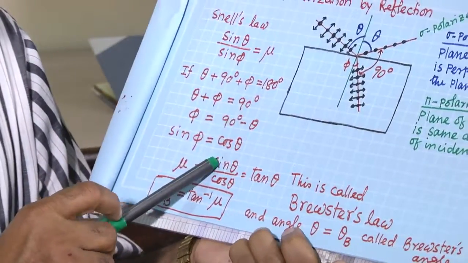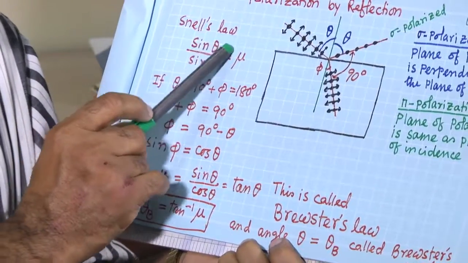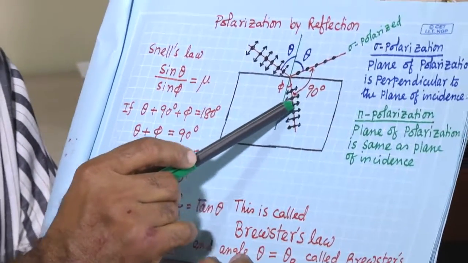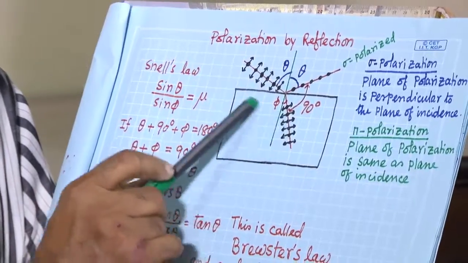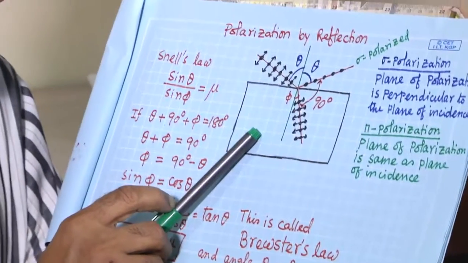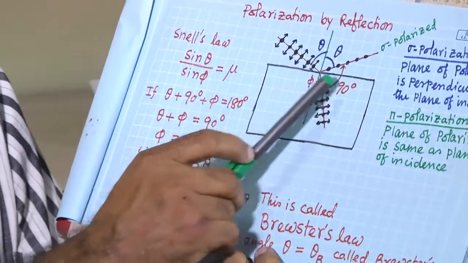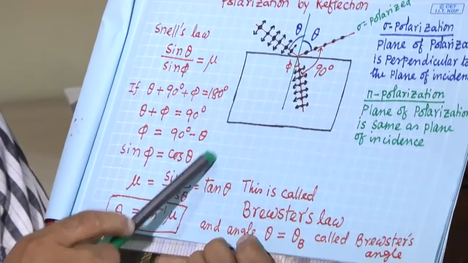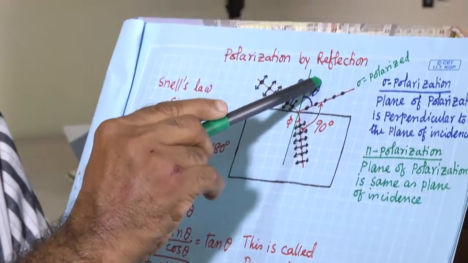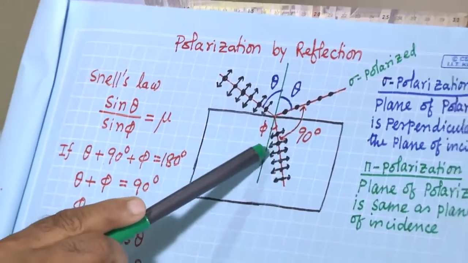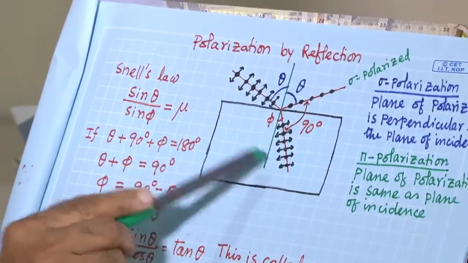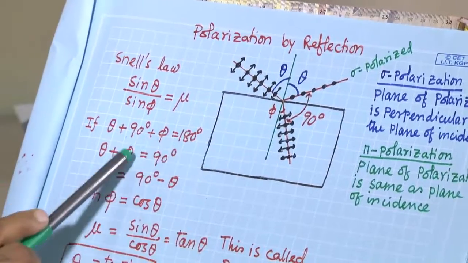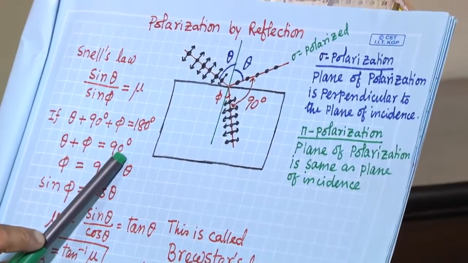From Snell's law, sin theta by sin phi, where phi is the refracted angle, equals mu, the refractive index of this glass. Now under this condition at Brewster's angle, we can write theta plus 90 degrees plus phi equals 180 degrees. So theta plus phi is 90 degrees.